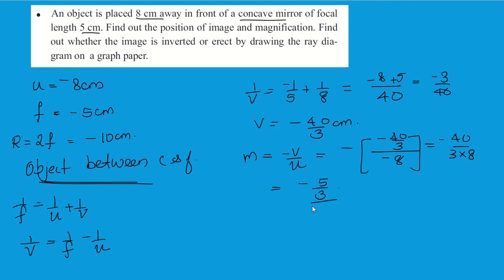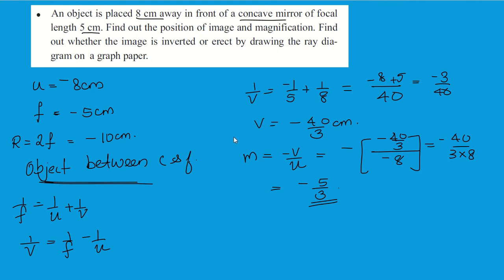So minus 5 by 3, that is again greater than 1. It's going to be a real magnified image. Definitely object between C and F. When object is between C and F, image will be beyond C and it is a real magnified image, right? So you have to draw in a graph sheet the ray diagram for object between C and F. I'm not drawing it again because we have already discussed this in the previous class.